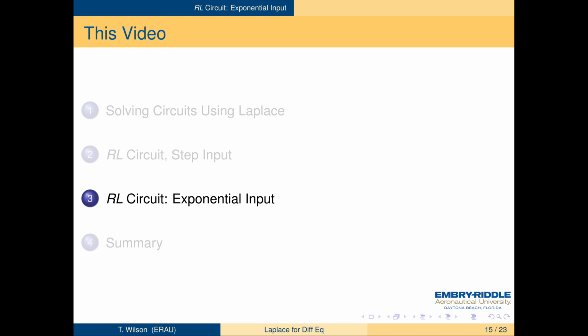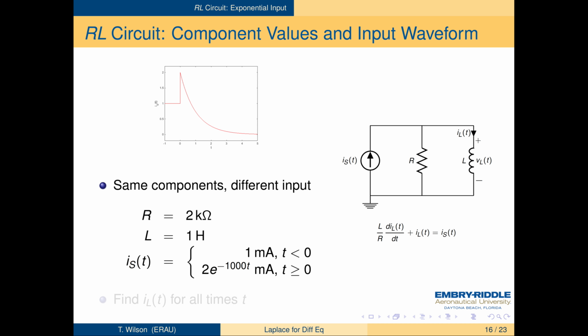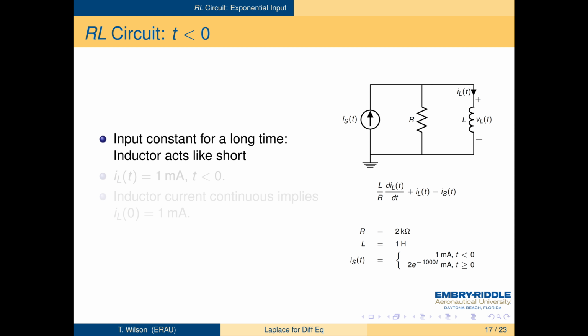RL circuit, exponential input. Let's analyze the same circuit with the same component values, but this time letting the source current be constant at 1 milliamp for t less than 0, and then exponential with an amplitude of 2 milliamps at a rate of 1,000 per second. Again, we want to find the inductor current over all time. Now, instead of our input having been 0 for a long time, it's been constant.